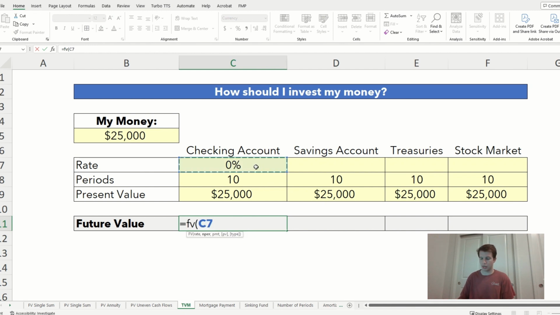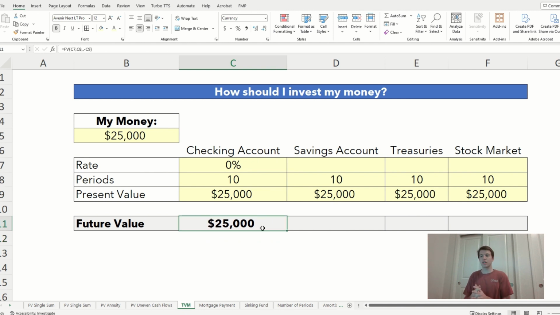So we have a 0% return. The number of periods will be 10 years. The payments won't be anything, and the present value will be negative 25,000 because we're investing this money into the market. So if we put it in our checkings account, we would get $25,000 after 10 years. It would stay the same because checkings accounts don't give us returns.